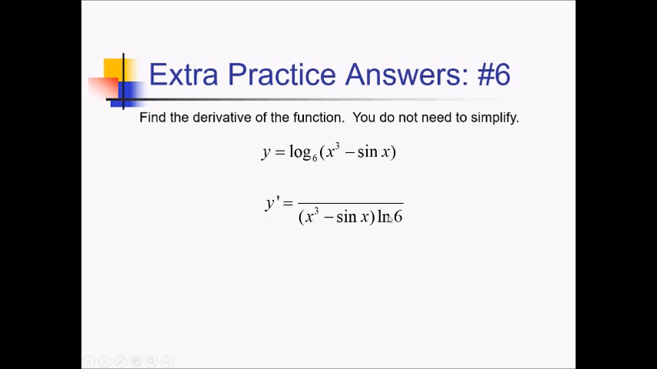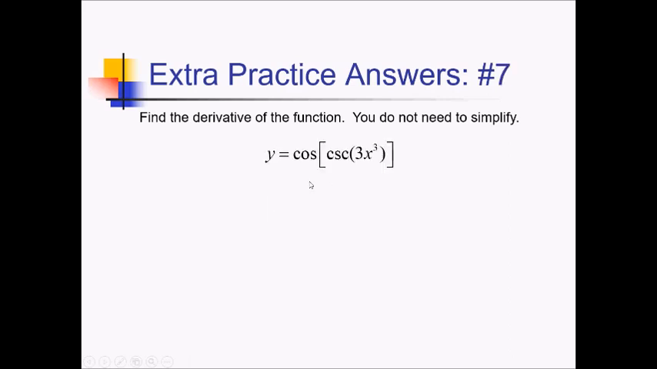But wait, we're going to have to multiply by the derivative of the something now. Derivative of x cubed minus sine of x, and that's going to be 3x squared minus cosine of x. To find this derivative, we're going to need the chain rule.